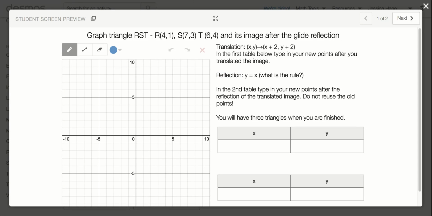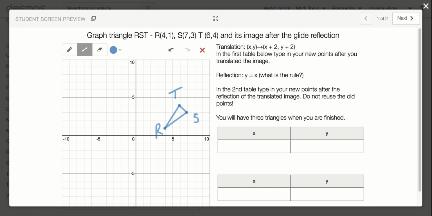So the first thing you want to do is know what your original points are. And so that's going to be a triangle. So we're going to graph R at (4, 1). We're going to graph S at (7, 3). And we're going to graph T at (6, 4). And make sure you connect your points using the line tool. And so that's the original, and we don't put those points anywhere else except the graph.